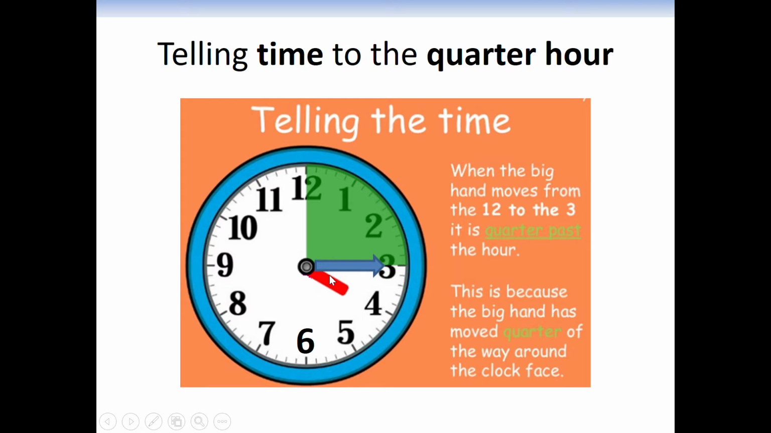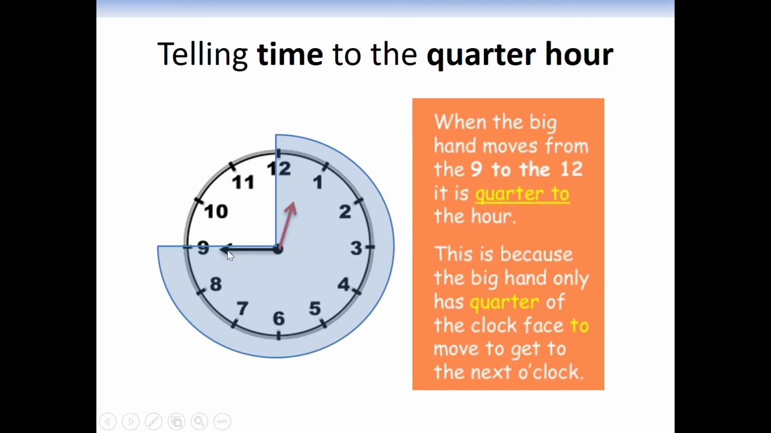Telling time to the quarter hour. When the big hand moves from the 12 to the 3, it is quarter past the hour. This is because the big hand has moved 1/4 of the way around the clock face. When the big hand is moving from the 9 to the 12, it is quarter to the hour. This is because the big hand only has 1/4 of the clock face to move to get to the next o'clock.